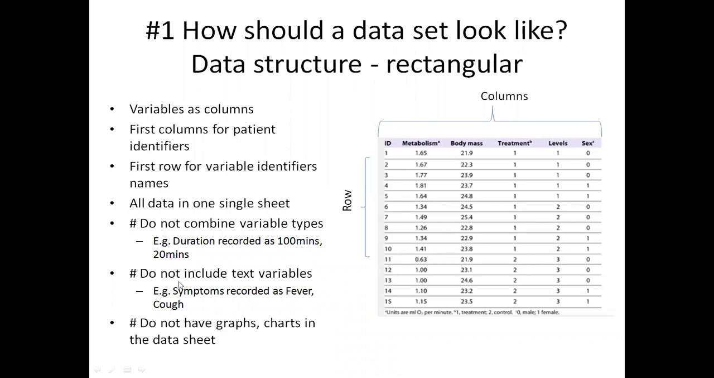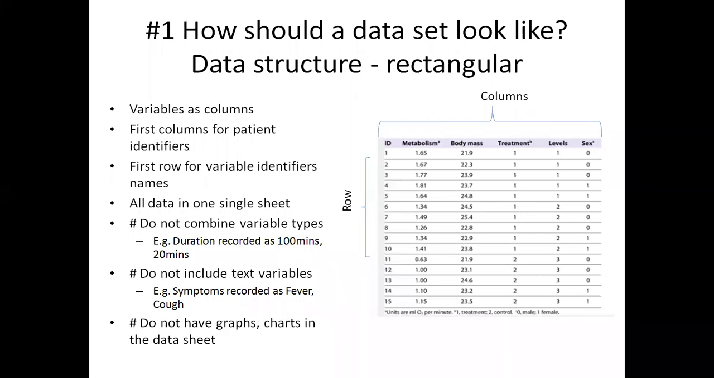The second caveat is that, as much as possible, do not include any text variables. For example, suppose you have something like comorbidities or symptoms, and you're going to record each of the symptoms. Instead of writing them in words, it's better to always have them as a binary variable. Like I showed you in the previous slide with the CRF form, keep each of those comorbidities, signs or symptoms as separate variables, and then you can have each as a binary variable.